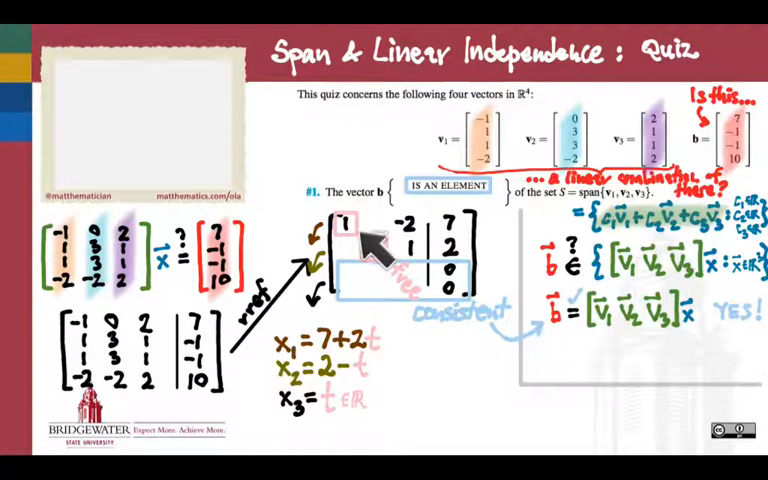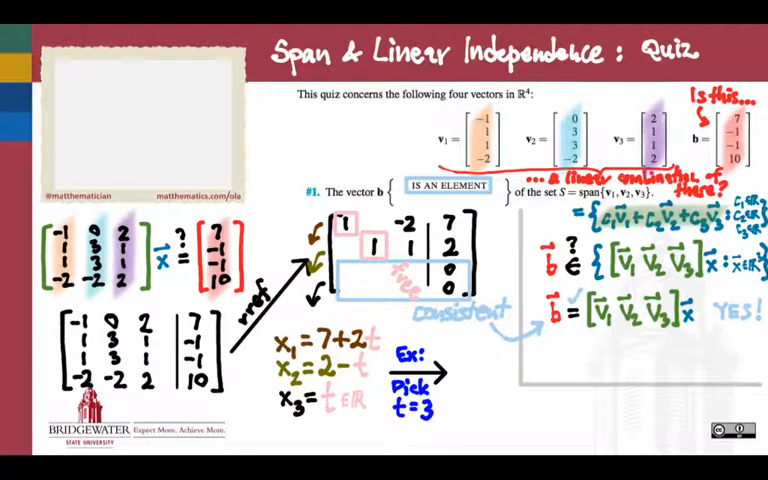And the first equation can be rearranged to solve for x1 and get x1 is equal to 7 plus 2t. Now that we have a description of the solution space, this describes every single possible combination of v1, v2, and v3, which form the vector b. If I want one specific example, I now have the freedom to choose one specific value for t. Let's suppose I pick t equals 3 just out of a hat.